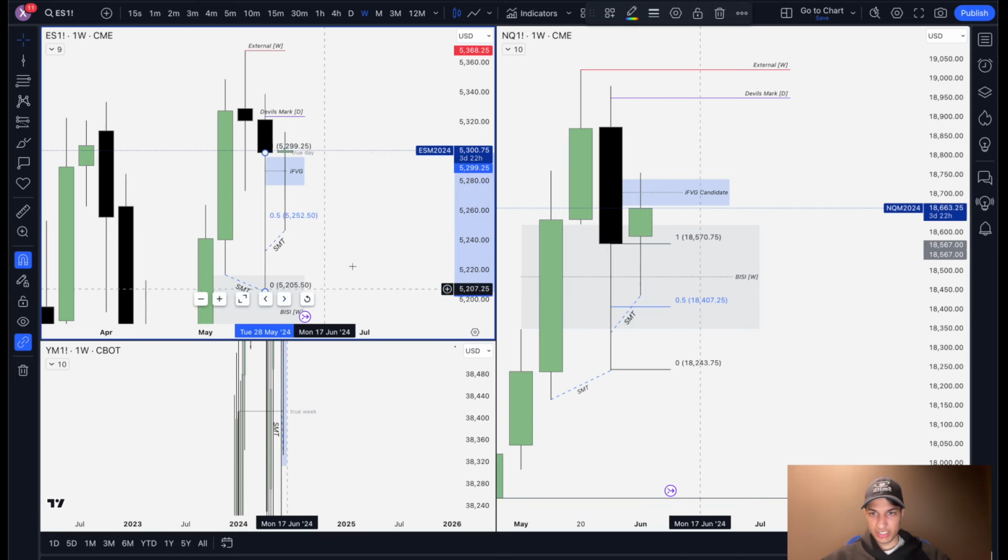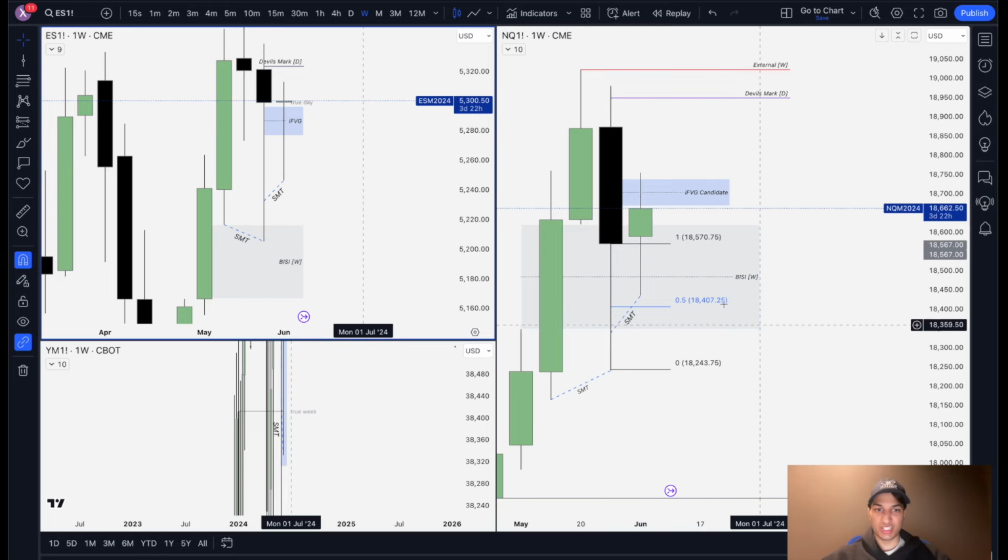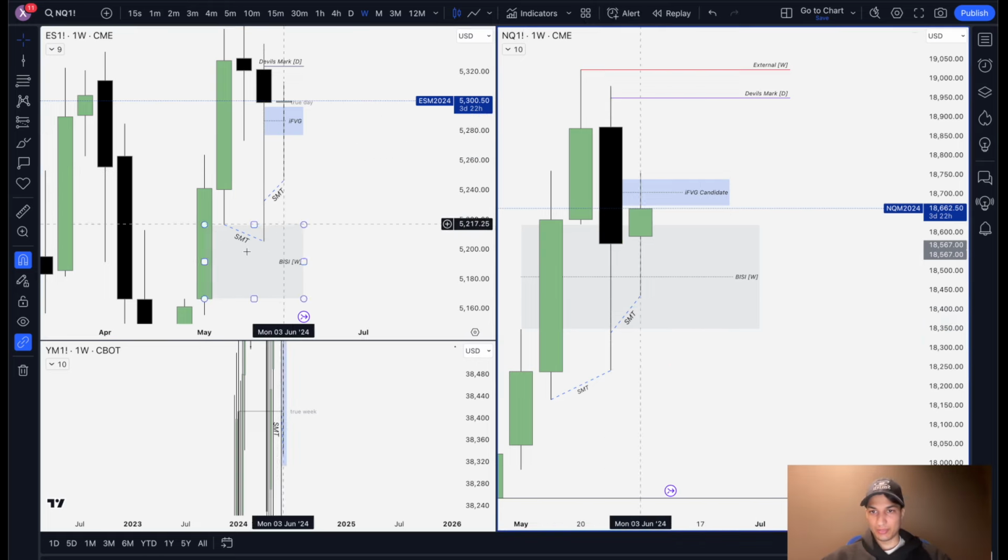ES reached into the 50% mark of the previous wick, from the open of the body to the low. Very nice, because the consequent encroachment of a wick is going to be a lower time frame inefficiency, which we know. So we don't want to see this wick be closed through. It wouldn't make sense. We don't want to see this wick even be traded to.